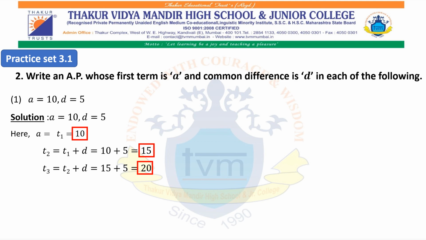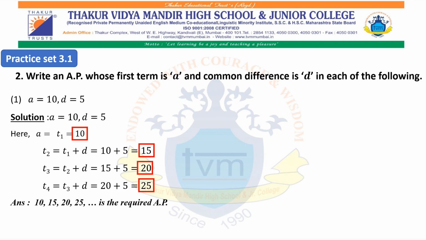Now let us find the fourth term. Again, by using the same condition, we will take the previous term T3 and add the common difference D to it. That is 20 plus 5, which means we got 25. Here we have found 4 terms. Therefore we will write 10, 15, 20, 25, and so on is the required AP.